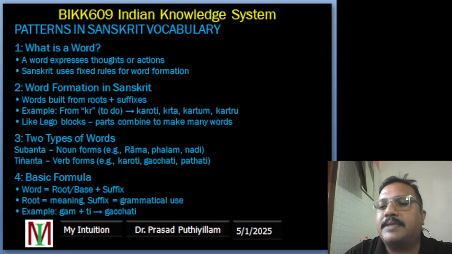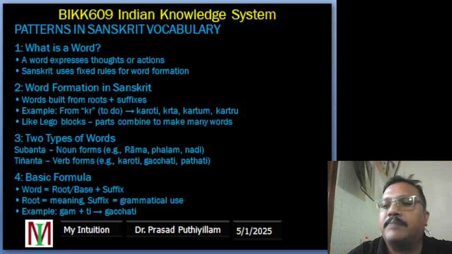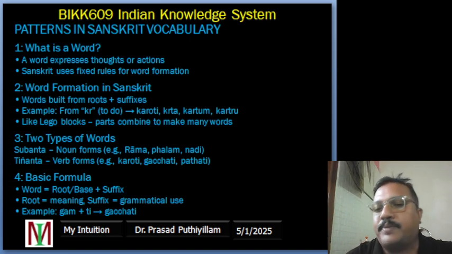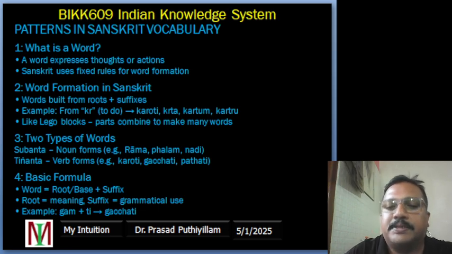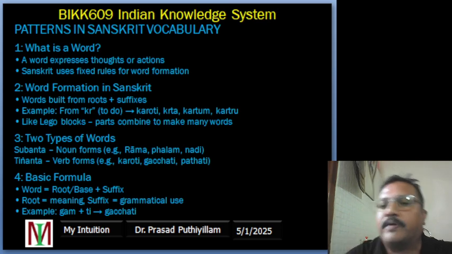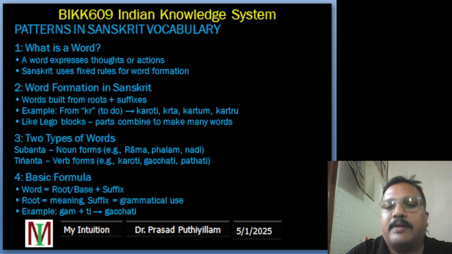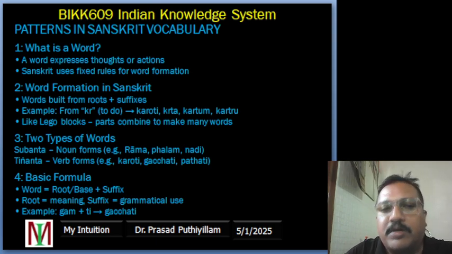This systematic structure allows flexibility and precision in Sanskrit, enabling thousands of words to be formed from just a small number of roots. How gam plus ti becomes gachati is clearly explained in Panini's work: how the words are combined, and how the pronunciation and final presentation of the word comes. It's clearly mentioned in Panini's book, and it is systematic and has logic.